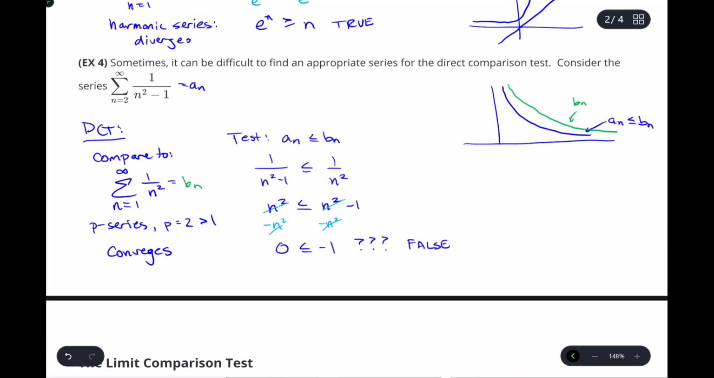So what that means is the direct comparison test fails. If that inequality doesn't hold up, then you haven't proven anything with the direct comparison test. Even in an example like this, where it looks like it should be relatively obvious, it just doesn't work. But that's all right. We have another type of test, which we will talk about in the next video, and hopefully shed a little bit more light on this particular example.